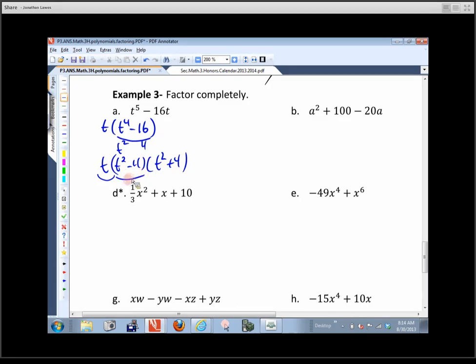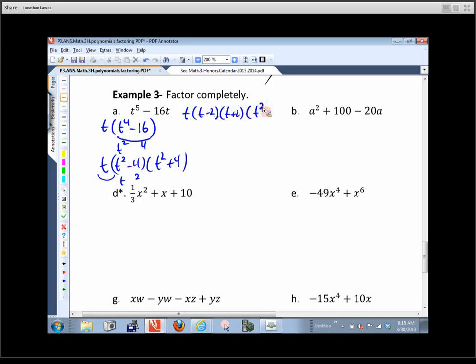There are 2. If there are 2 terms, it could be a difference of squares, a difference of cubes, or a sum of cubes. Now, there's no way either of those are perfect cubes, right? So is that a difference of squares? Is 4 a perfect square? Of what? 2. And is t squared a perfect square? Of what? T. So this is going to be, there's the t that's out front. This is going to be t minus 2. This is going to be t plus 2.